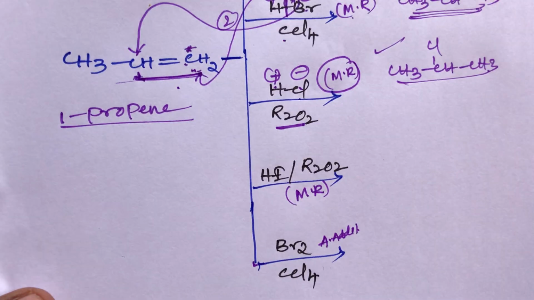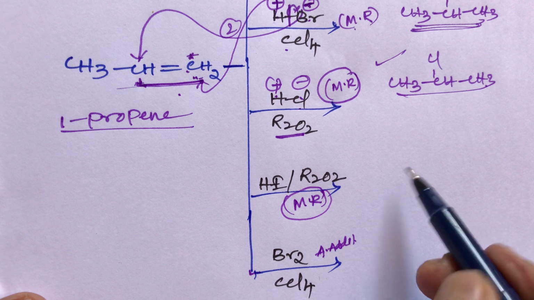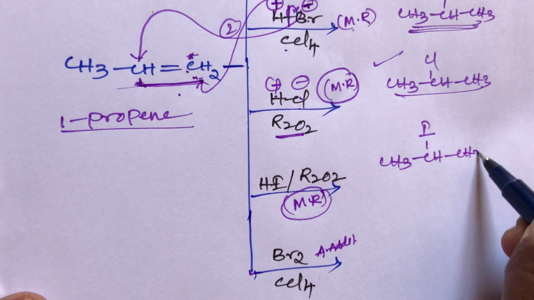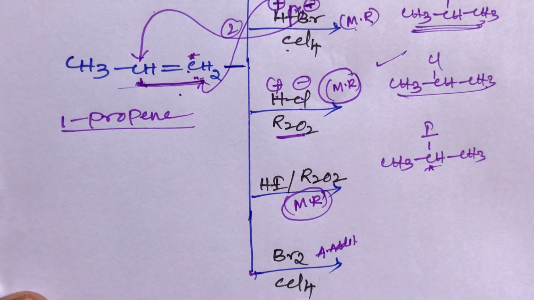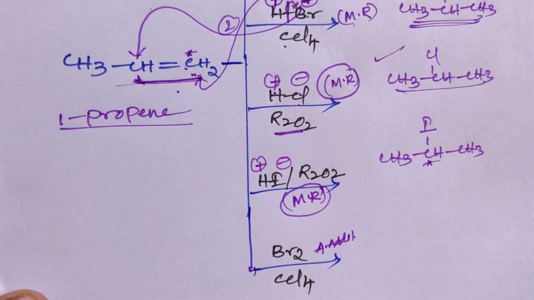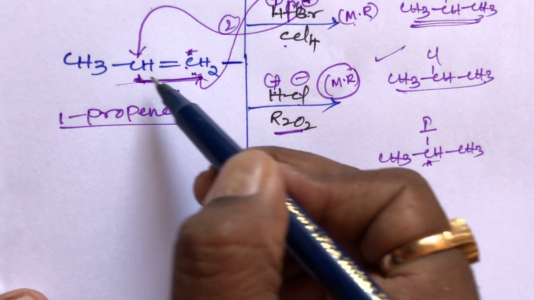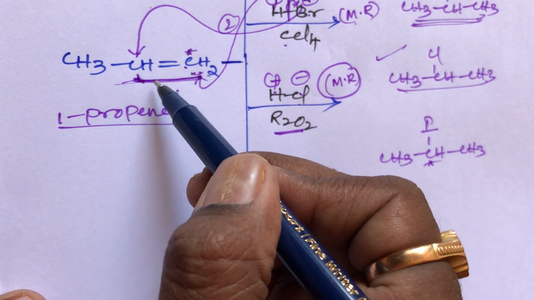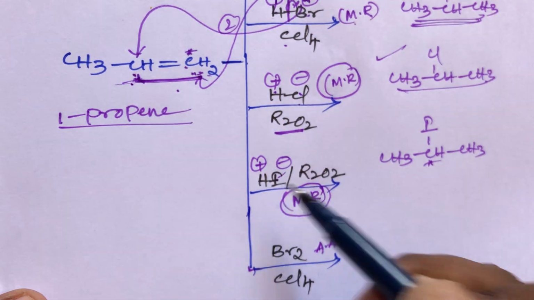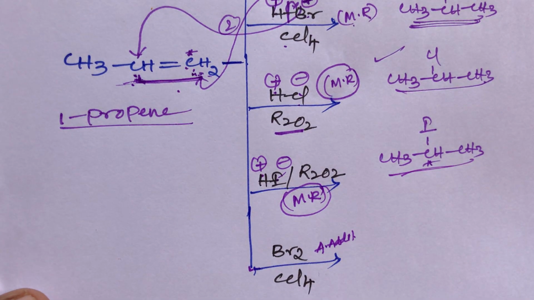And what about 1-propene reacting with HI in the presence of peroxide? It also follows the Markovnikov rule. What is the product, students? CH3CHICH3, that is 2-iodopropane. What is the Markovnikov rule, students? Once again, H plus and I minus, the negative part attacks the carbon which contains fewer hydrogens. Out of these two, which carbon has fewer hydrogens? This carbon. So the I minus attacks this position and H plus attacks the other position. So the final product is 2-iodopropane.